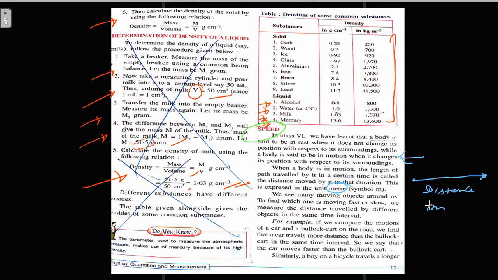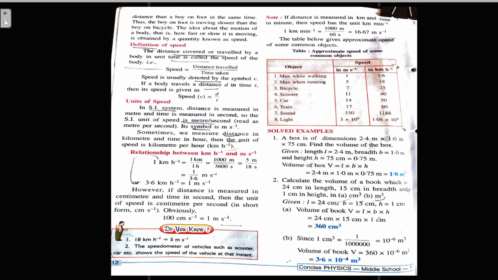So we see different types of motion or speed around us. If we compare the motion of a car and a bullock cart on the road, we find that a car travels more distance than the bullock cart in the same time interval. So we say that the car moves faster than the bullock cart, right? Similarly, a boy on a bicycle travels a longer distance than a boy on foot in the same time because he is slow, right?